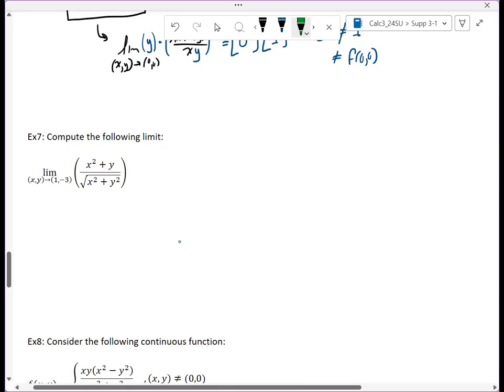Okay, example 7, compute the following limit. The limit as (x,y) goes to (1, -3) of this function, (x squared plus y) over the square root of (x squared plus y squared). Note that in this case, we're limiting to a point, x equals 1, y equals -3. I do note that this is just a combination of a bunch of continuous functions and power functions and so on. So I can use my limit laws here, and I can actually use continuity.